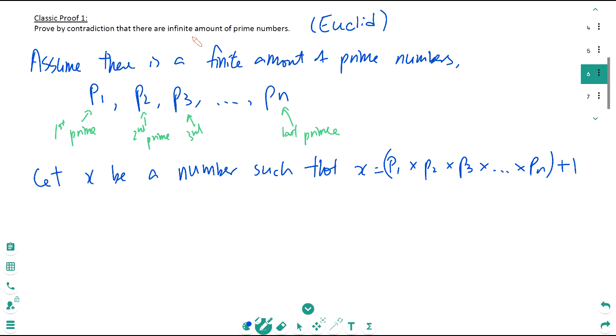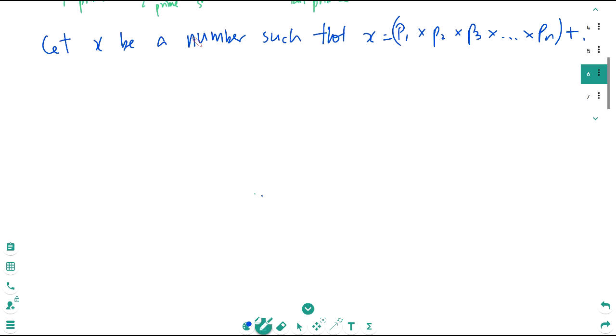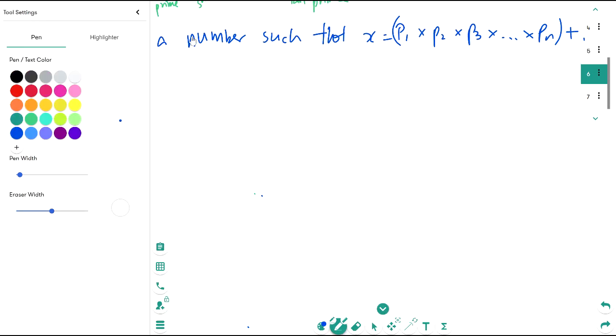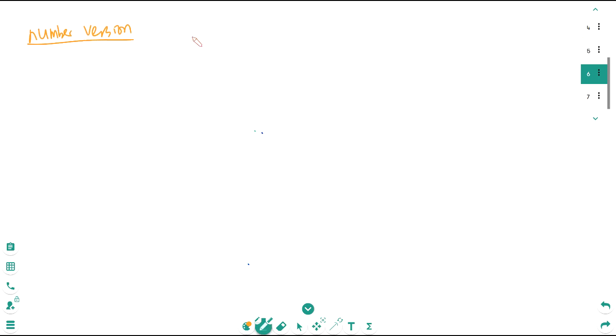Now remember what we're trying to prove. We're trying to prove there's not a finite amount of prime numbers. Before I carry on with the proof, I'm going to show you the number version. You don't have to show this in the exam, but I'm going to use a different color to show you the number version before we go through the algebra. When I learned this, my uni tutor told me this is a dummy version. Don't worry, I'm not going to call it the dummy version, just the number version.